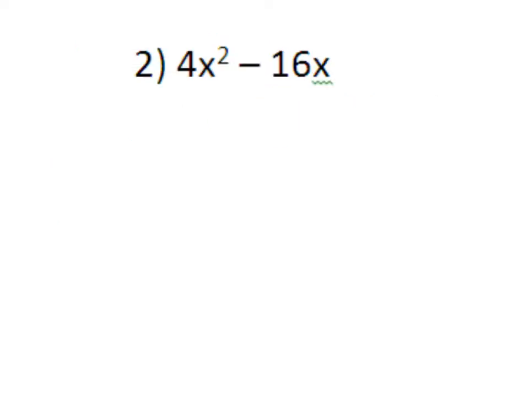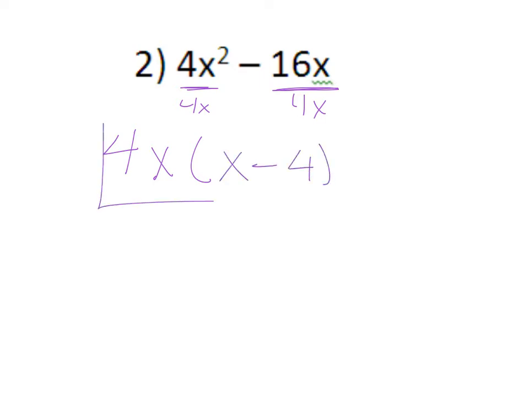When I look at this problem, this is not A and C, so this would not be a special case. So when I look at here, what do they both have in common? What can you take out? I can take out a 4 and I can take out an x. When you factor something out, that's like dividing each term by what you are taking out. So then I would have an x minus 4 left over, and this would be my final answer.